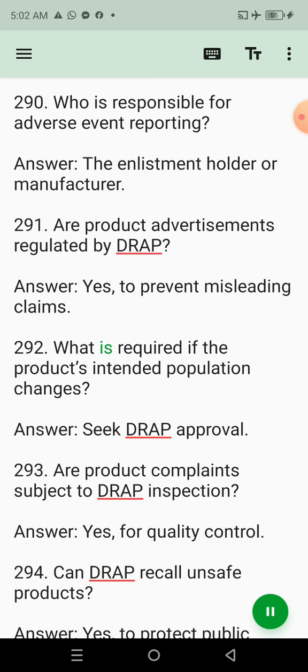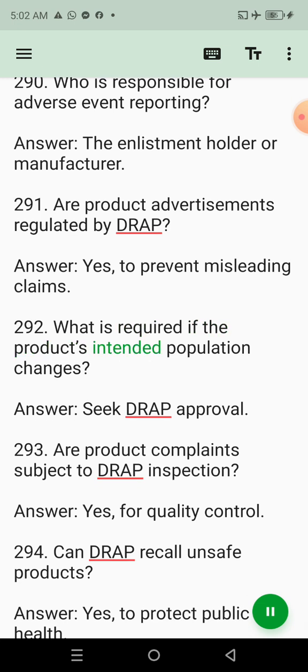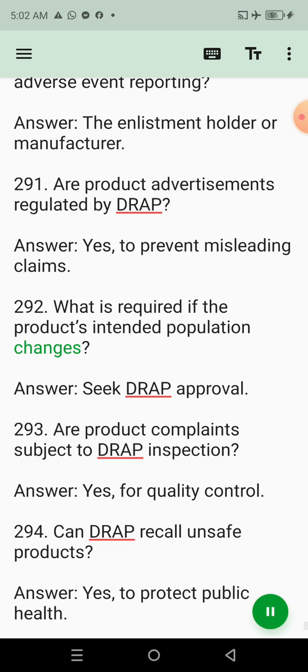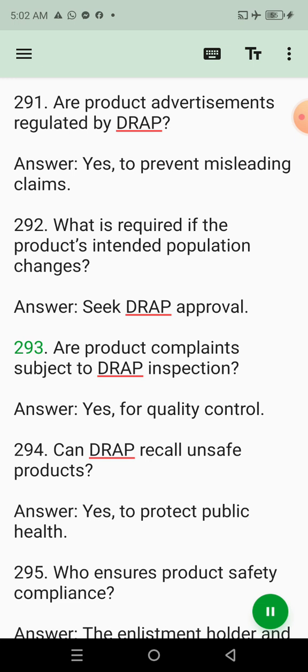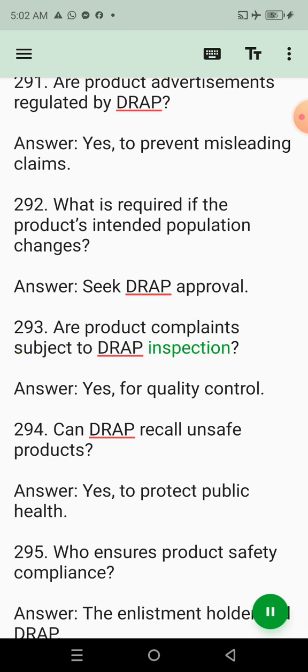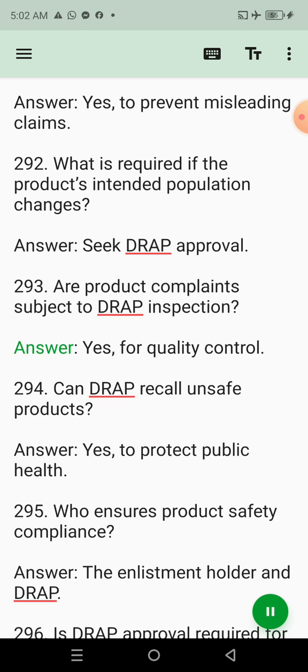292. What is required if the product's intended population changes? Answer: Seek DRAP approval. 293. Are product complaints subject to DRAP inspection? Answer: Yes, for quality control.